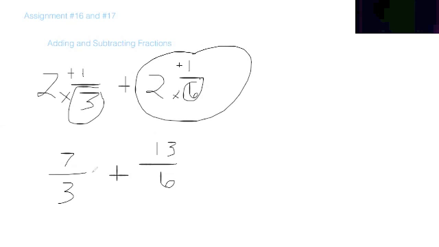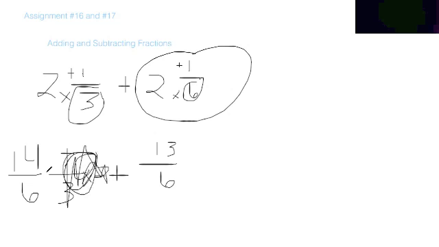So now what you have to do is this 7 over 3. The 3 has to be a 6, so we can multiply them by 2. So now the new fraction that would be here would be 14 over 6. And you don't need this anymore. You don't need any of that. So now the new problem is 14 over 6 plus 13 over 6. So that's your new problem right there.